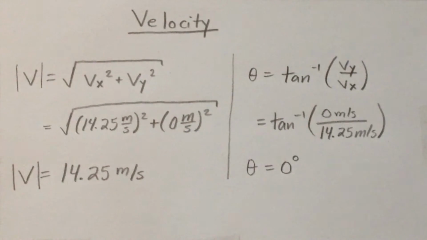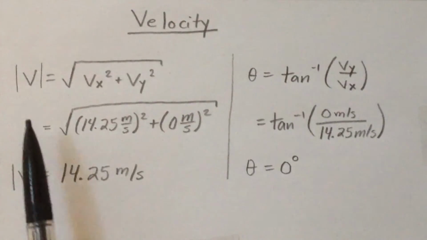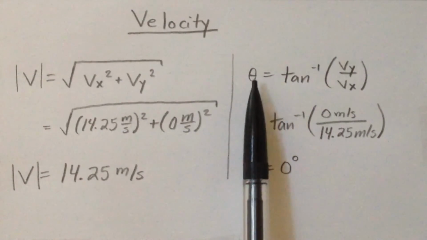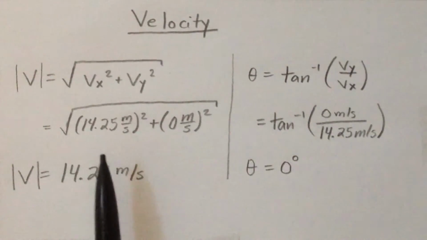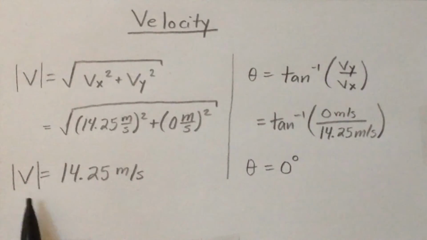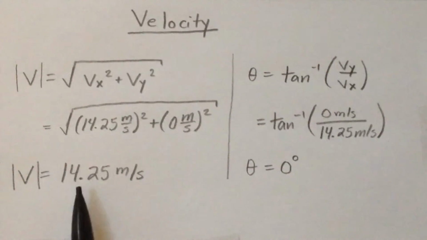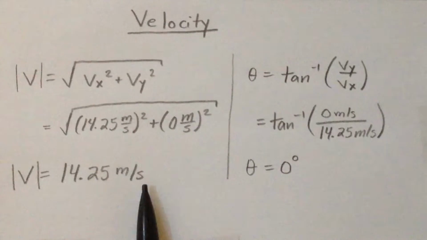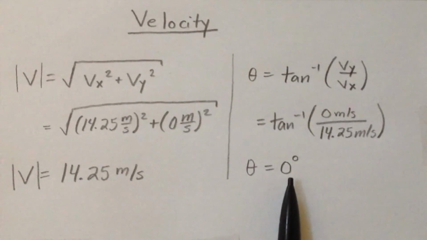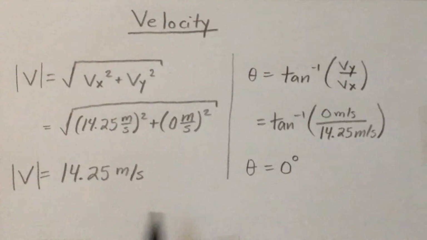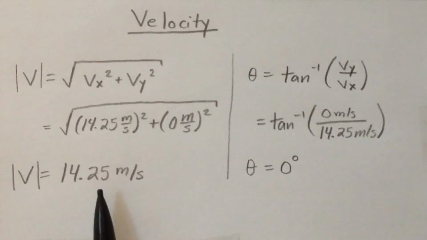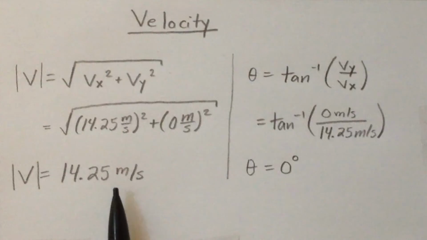Now that we know the x and y components of the velocity, we can solve for its magnitude and direction. Plugging in the two values that we just found, we see that the magnitude of velocity is equal to 14.25 meters per second, and its direction is 0 degrees. This means that the projectile is moving in a purely horizontal direction when it reaches the top of the cliff, and is at the highest point of its trajectory.